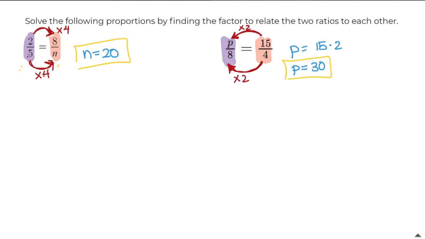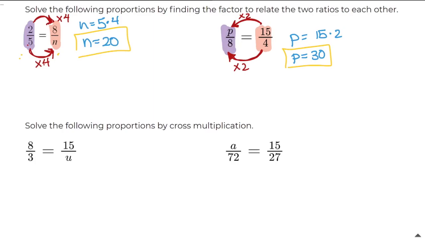And let me just write a quick note down here. The n was equal to 5 times 4, which is 20. Okay? But sometimes the number that you're multiplying by to get from one ratio to the other ratio is not as obvious. So here, our first ratio is 8 to 3.